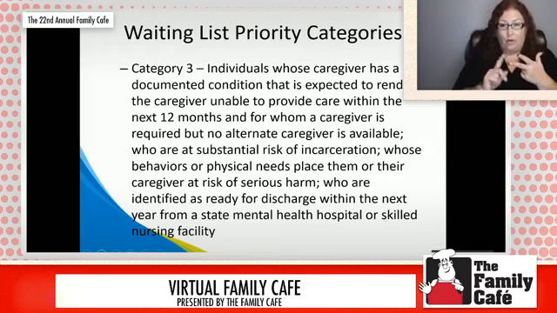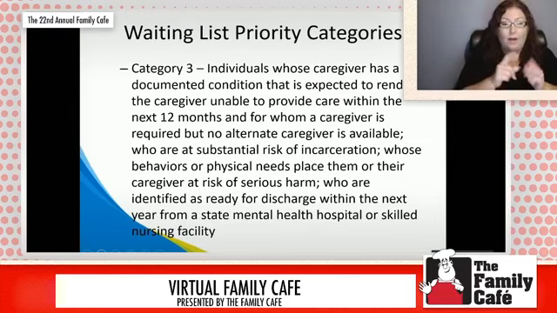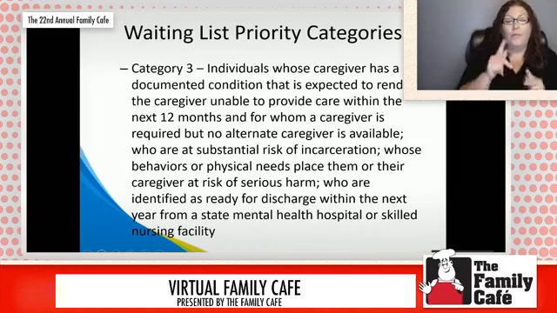Category 3 are individuals whose caregiver has a documented condition that is expected to render the caregiver unable to provide care within the next 12 months and for whom a caregiver is required, but there are no alternate caregivers available. Also, individuals who are at substantial risk of incarceration, individuals whose behaviors or physical needs place them or their caregiver at risk of serious harm, individuals who are identified as ready for discharge within the next year from a state mental hospital or a skilled nursing facility would all fall under category 3.